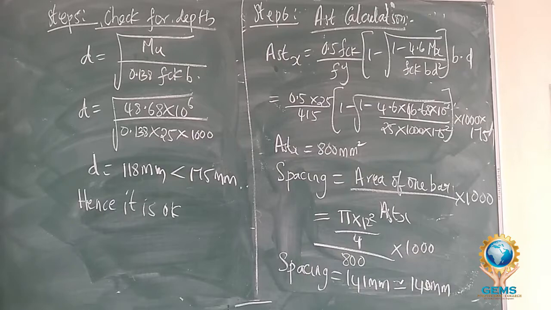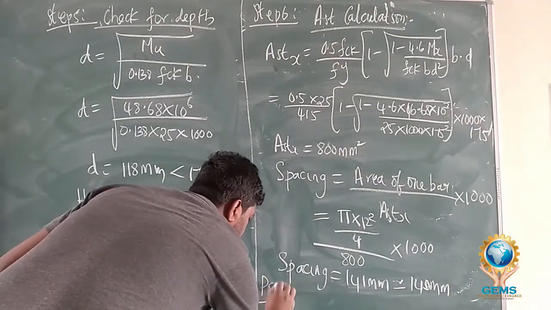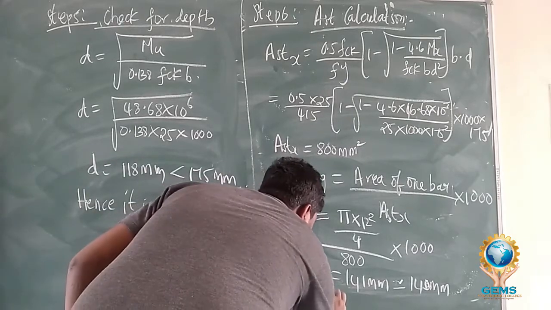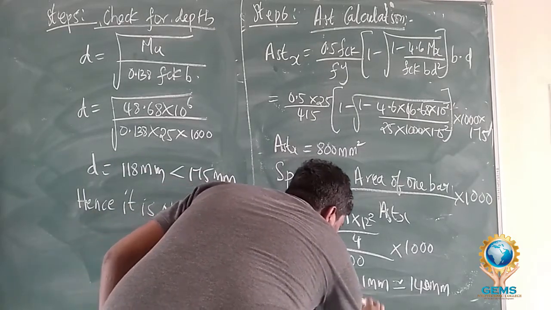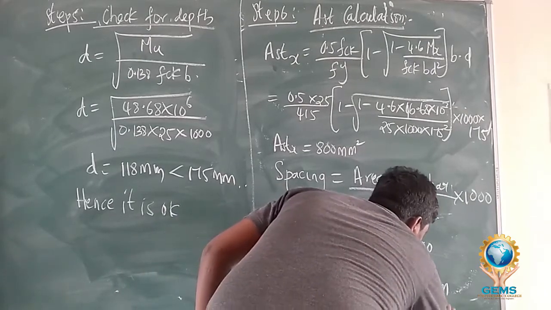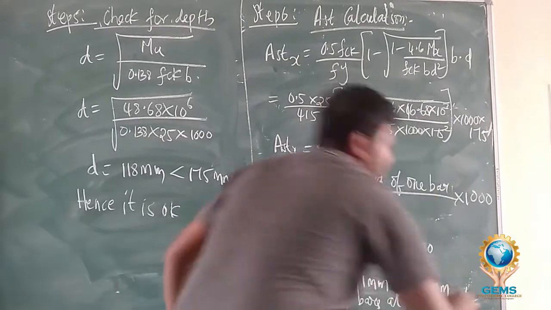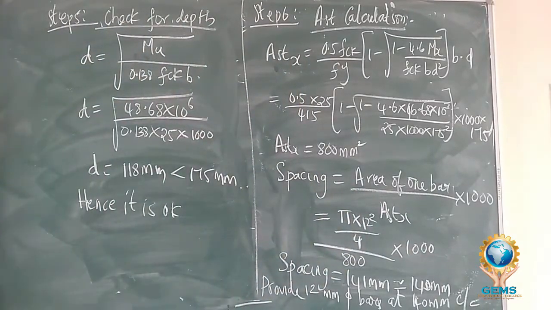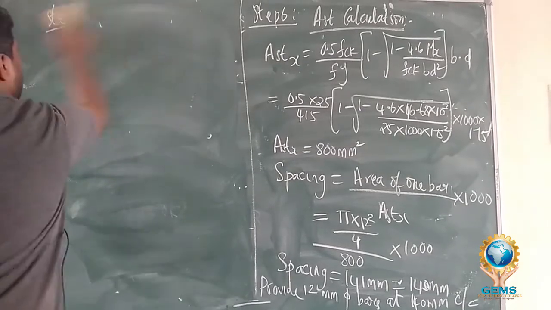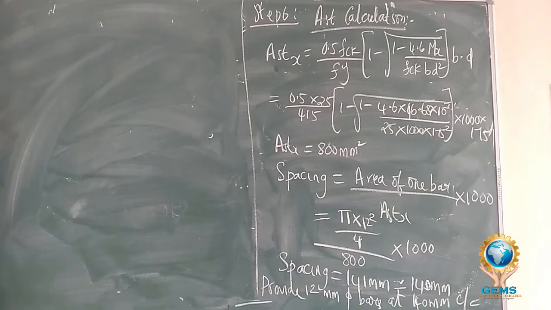Okay. So provide 12 mm dia bars at 140 mm center to center. Okay, this is all about spacing. Next one, we have to calculate the area of steel in y direction. Area of steel in y direction, the same formula.